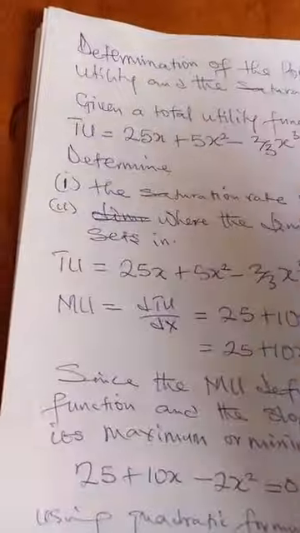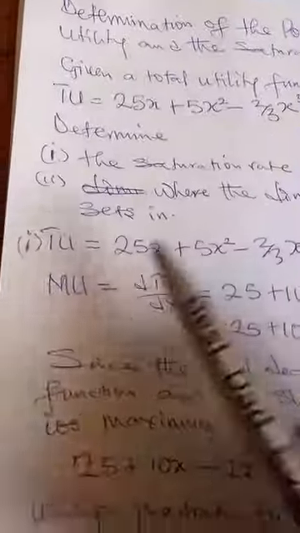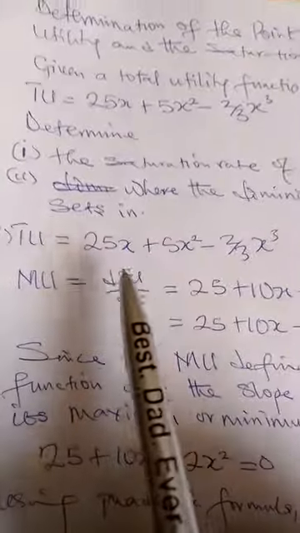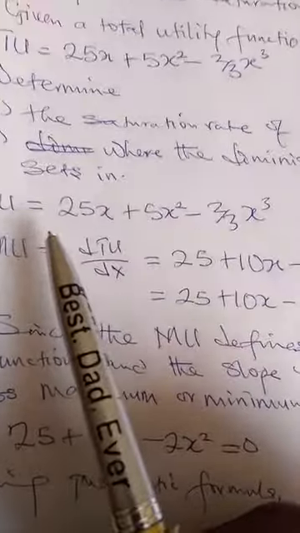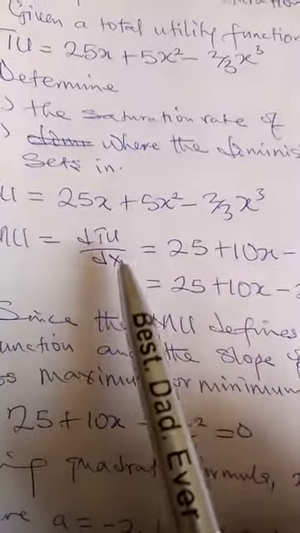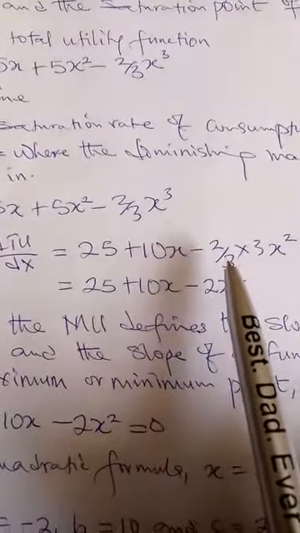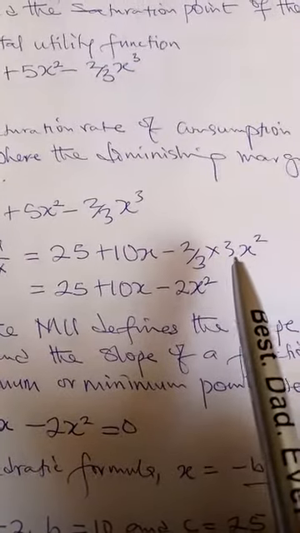Now let's take the first one. Sorry, I should have put Roman figure 1 here. So Roman figure 1, total utility is given as this. To get the marginal utility, you take the first derivative of the total utility, dTU/ds equals 25 plus 10s minus 2 over 3 s cubed.